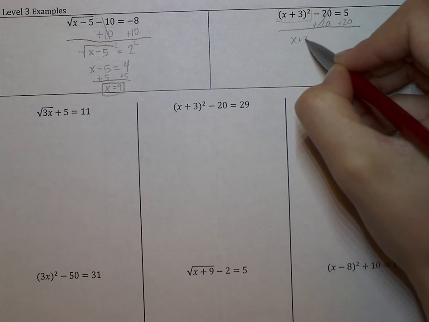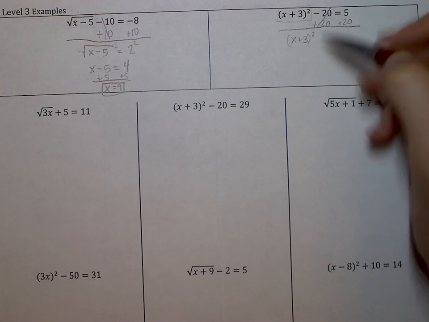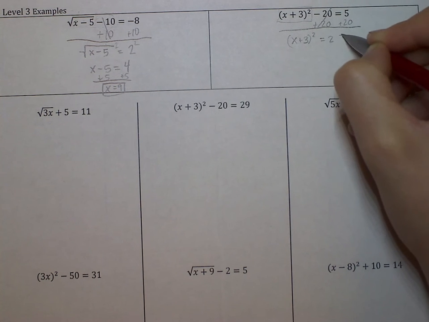And I get x plus 3 squared, right? And remember to bring down everything. The only thing you canceled here is a 20, so everything else comes down. 5 plus 20 is 25.